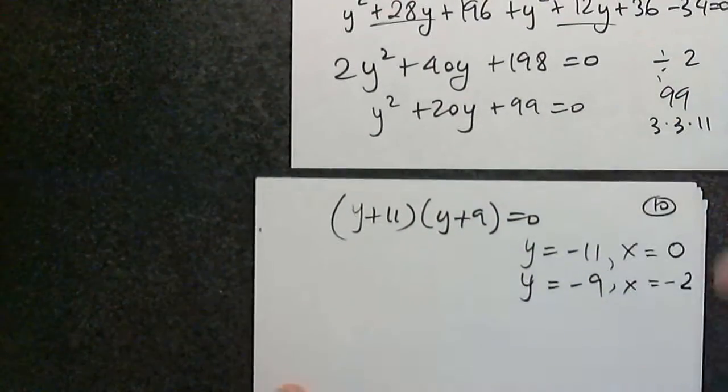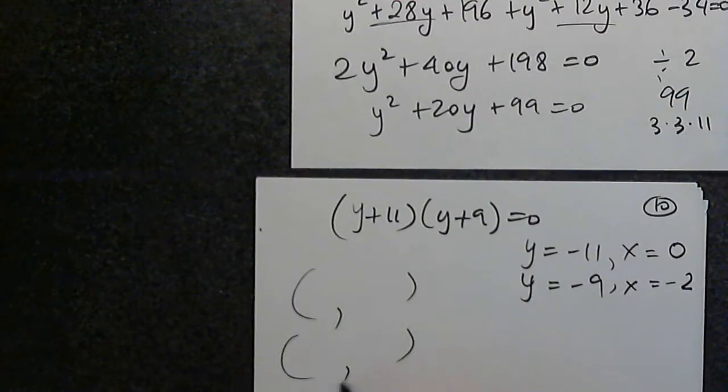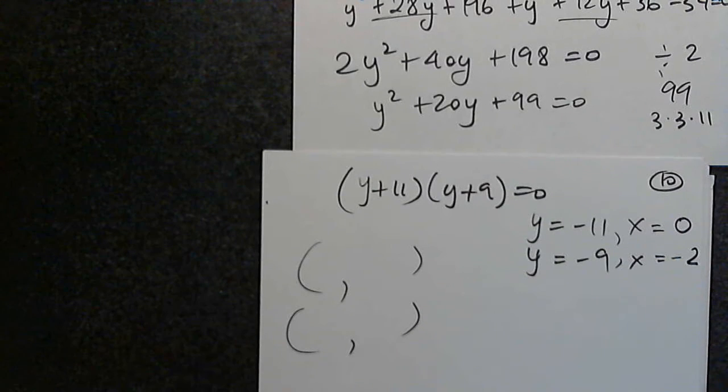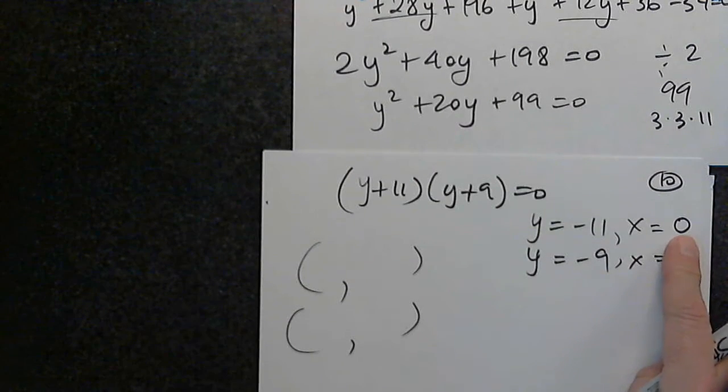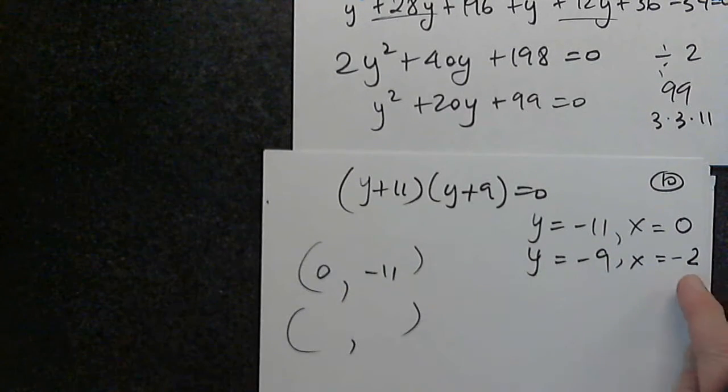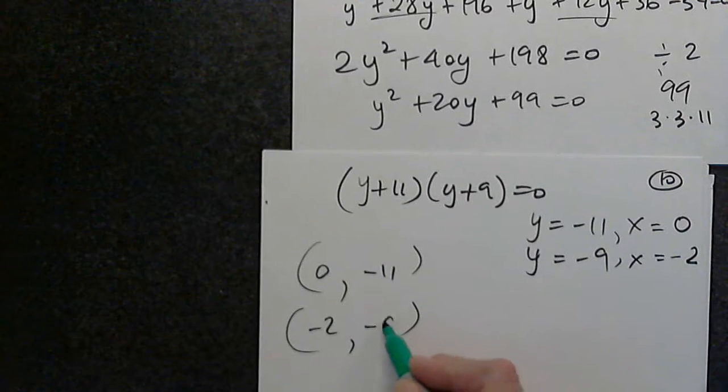So we claim two ordered pairs as solutions, and they are, careful in the correct order, and negative 2, negative 9.